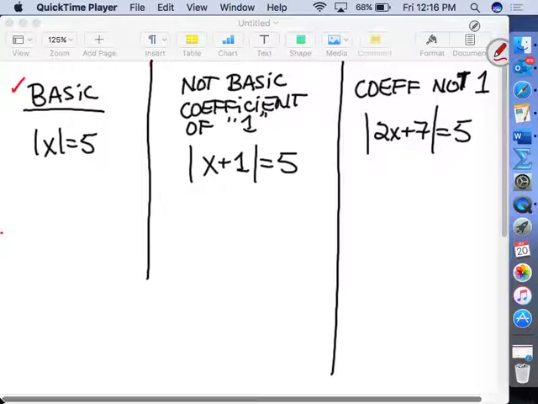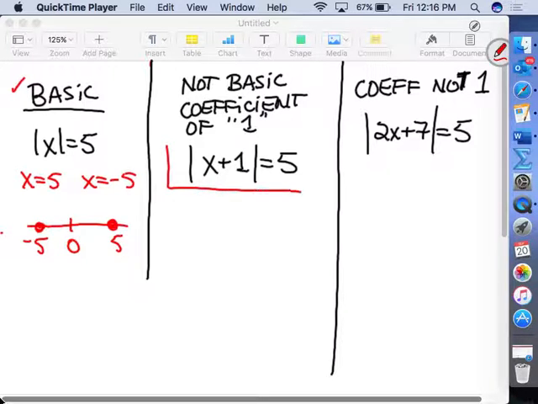Inside the absolute value, it's just a simple variable x, and you would think of this as x equaling positive 5, x equaling negative 5. On a number line representation, the center of this number line would be 0, and you would have two boundary points that are 5 units from the center being 0.